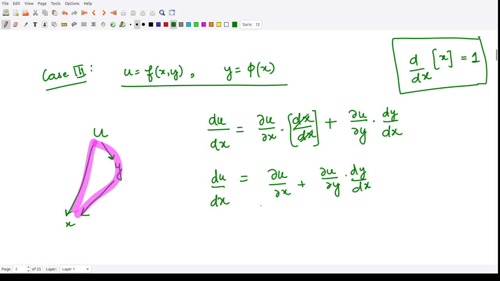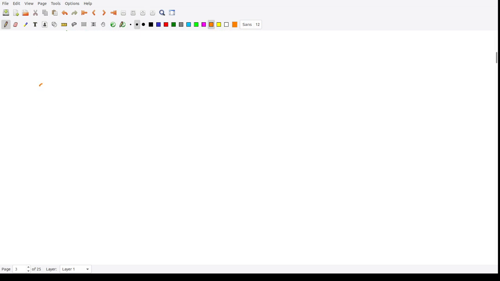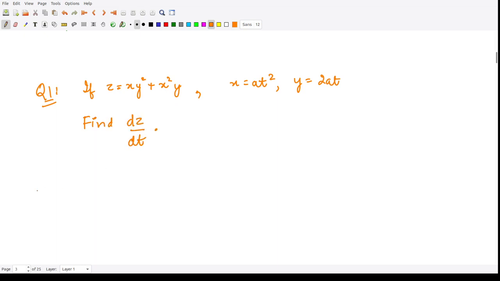This is the formula. So let us see some examples corresponding to these formulas. So the first question here is, if z is given to be xy square plus x square y, and x is given to be at square and y is given to be 2at, then the question is find dz upon dt. So in order to calculate this dz upon dt, first of all you should know what is the diagram here.